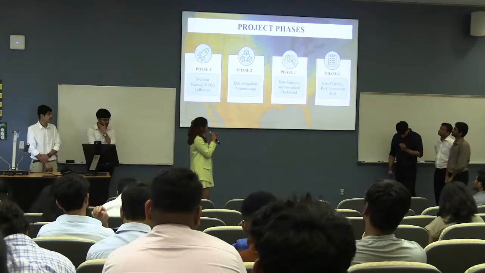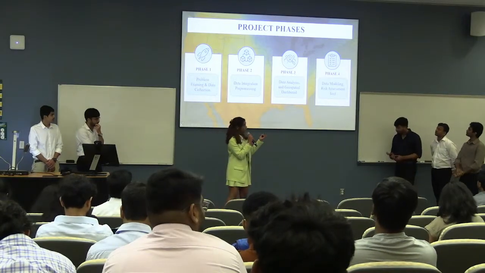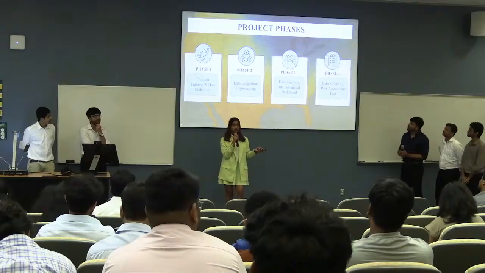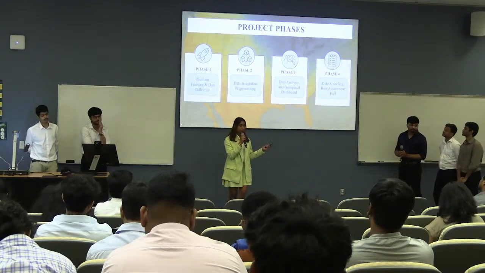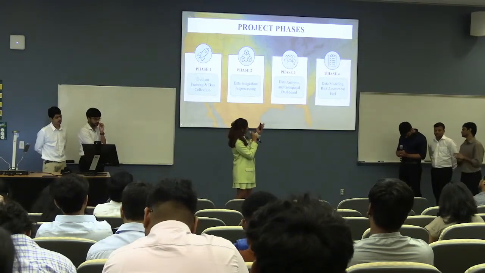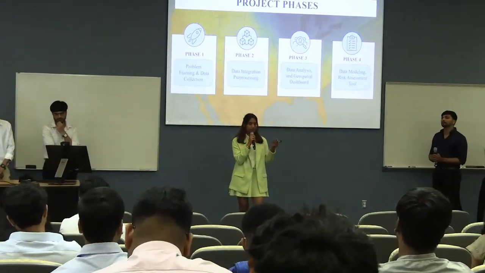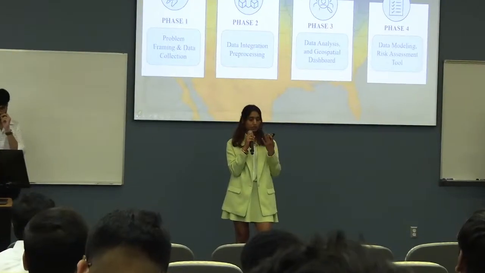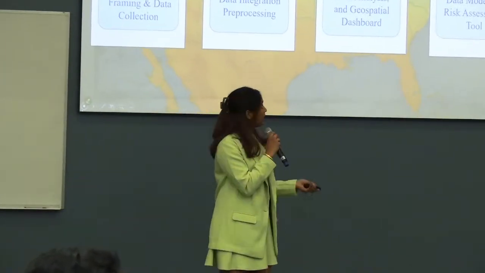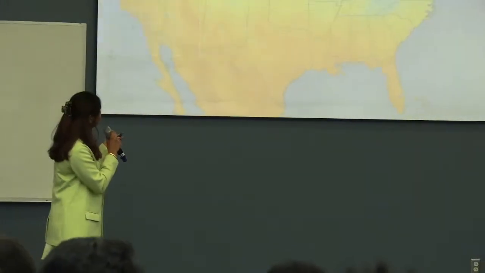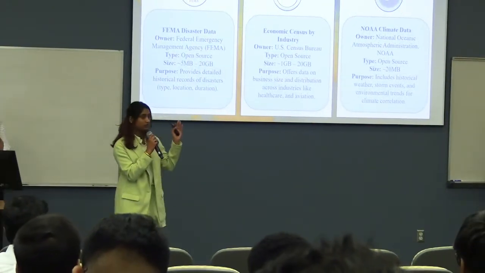And then we also have phase 3, data analysis and the geospatial dashboard, for which we have used AWS QuickSight to make the geospatial dashboard. And at last, we have a data modeling risk assessment tool, which will help us calculate the risks at a county level. And further, now let's look at the data sets.